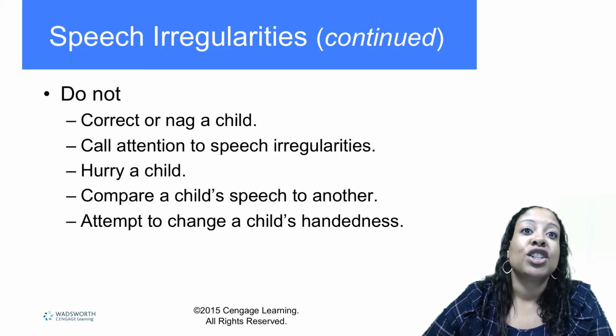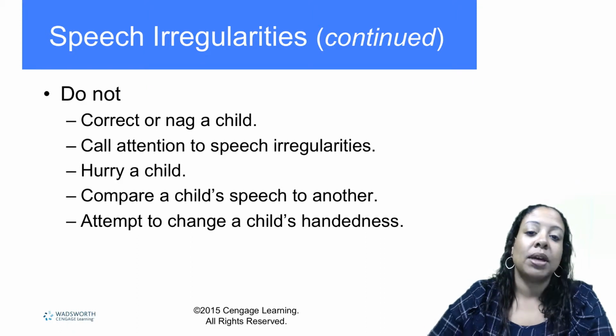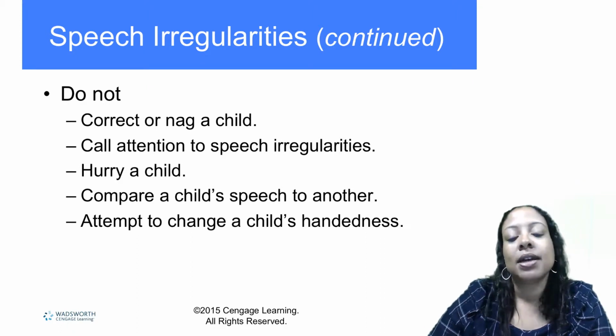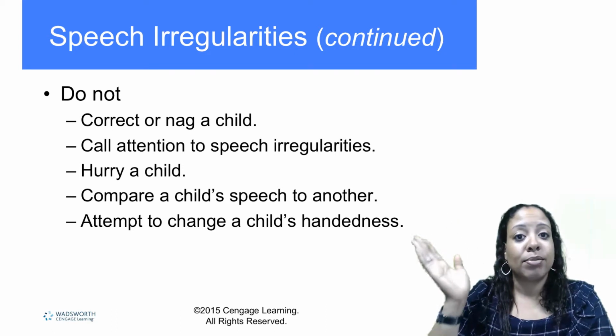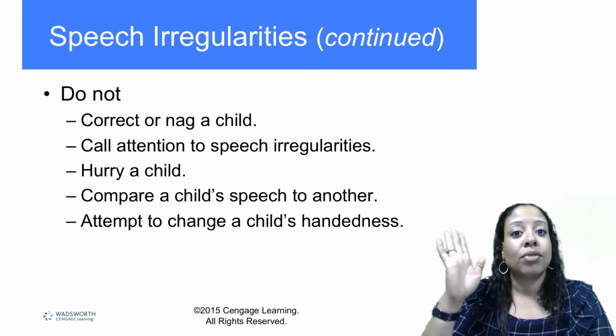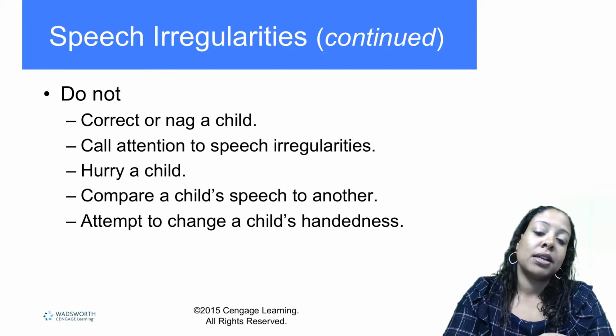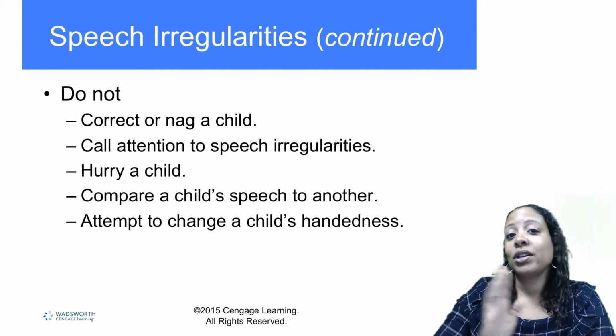Do not attempt to change a child's handedness, and that would be right-handedness or left-handedness. The brain determines the brain dominance, whichever hemisphere is dominant. So if you're left brain dominant, typically you're right-handed, and if you're right brain dominant, typically you're left-handed.